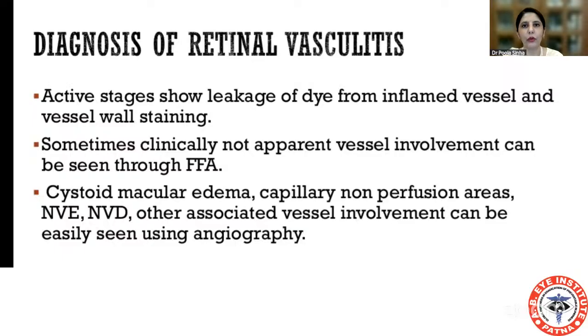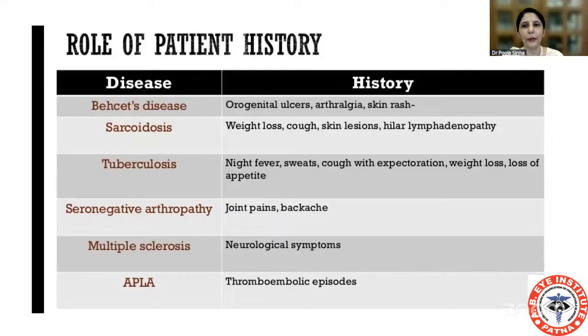So how do we diagnose retinal vasculitis? The most important diagnosis is clinical, and also FFA could be a very important tool. The active stage shows leakage of dye from the inflamed vessel and vessel wall staining. Sometimes clinically not apparent vessel involvement can be seen through an FFA, and cystoid macular edema, capillary non-perfusion areas, NV and NVD can be picked up with an FFA, and this warrants treatment along with laser photocoagulation to treat the non-perfusion areas.